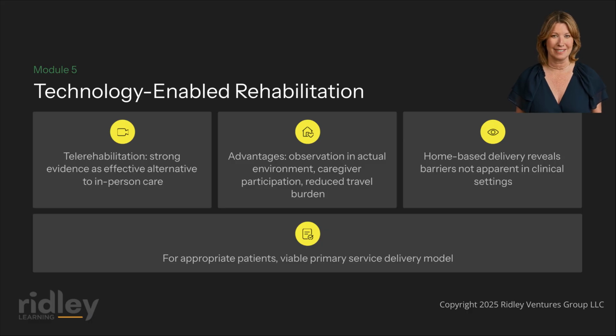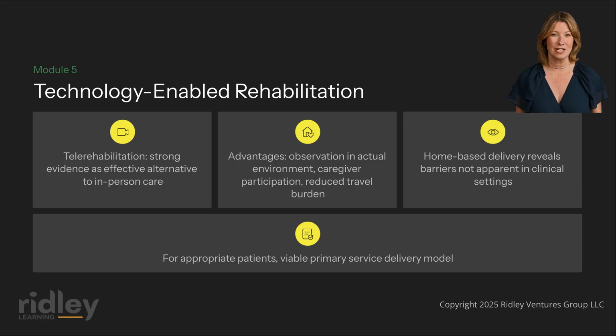Telerehabilitation has undergone rapid expansion and validation as an effective service delivery model for Parkinson's disease rehabilitation, accelerated by necessity during the COVID-19 pandemic and sustained by growing evidence of effectiveness and patient acceptance. Systematic reviews and meta-analyses provide strong support for telerehabilitation as an effective alternative to in-person care, demonstrating improvements in motor symptoms, functional outcomes, and quality of life that are comparable to facility-based intervention. For many patients, particularly those in early to mid-stage disease with adequate cognitive function and technology access, telerehabilitation offers a viable primary service delivery model rather than merely a supplement to in-person care.